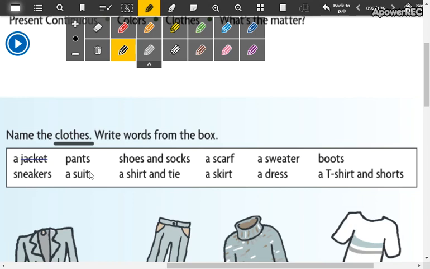Sneakers, zapatillas. Pants, pantalón. Siempre pants va a ir en plural. En inglés siempre pants porque son dos piernas. En cambio en español no, pantalón, solo uno, singular. Suit, terno, suit. Shoes and socks.